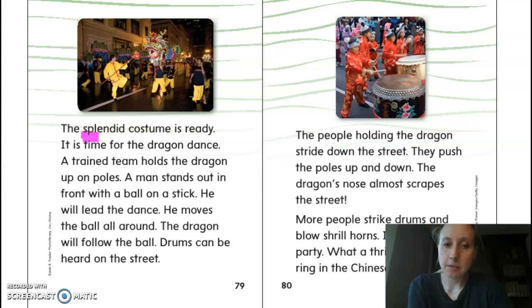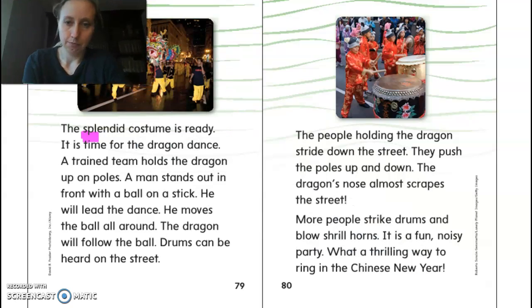A trained team holds the dragon up on poles. A man stands out in front with a ball on a stick. He will lead the dance. He moves the ball all around. The dragon will follow the ball. Drums can be heard on the street. The people holding the dragon stride, that means they're walking quickly, stride down the street.